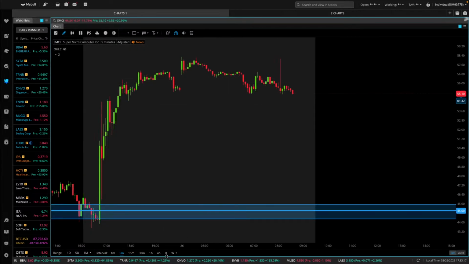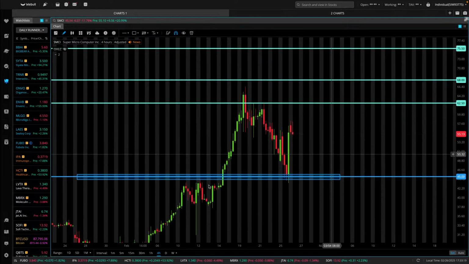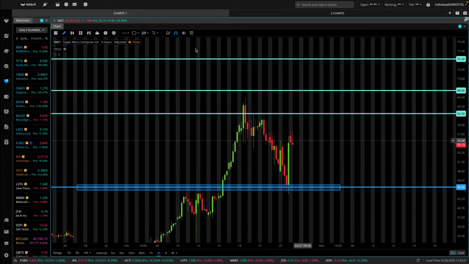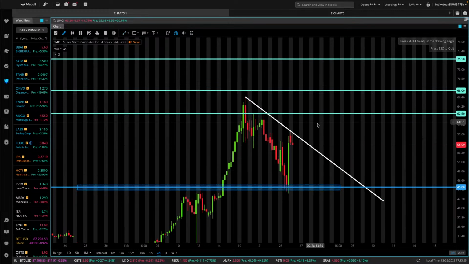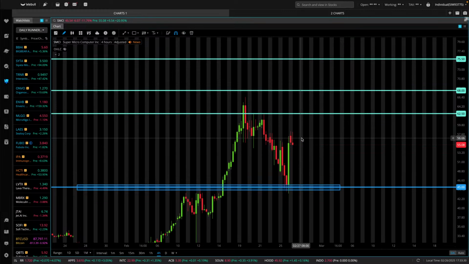SMCI. SMCI's larger cap, I mean, it's reversed perfectly off this $45. However, it is still in a downtrend like this. It needs the downtrend to obviously hit 62.50, 68, and 75.